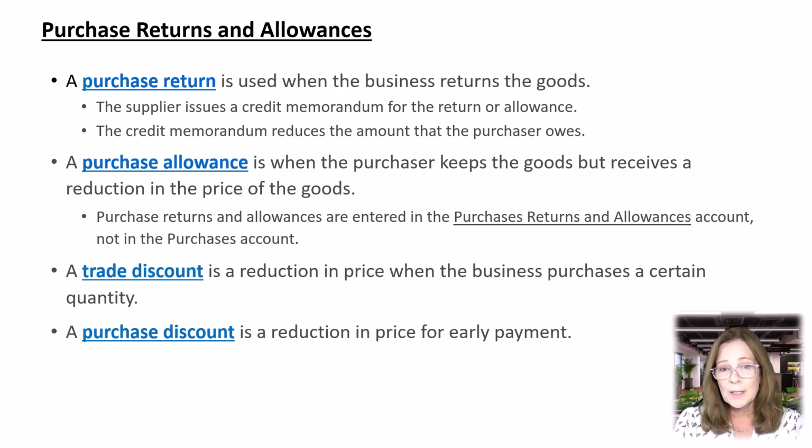Now, a purchase discount, on the other hand, is a reduction in the amount owed because the purchaser pays the invoice early. For example, terms of 2/10, net 30 means the buyer can deduct 2% from the invoice amount if payment is made within 10 days. If payment is not made within the discount period, the full amount is due within 30 days.